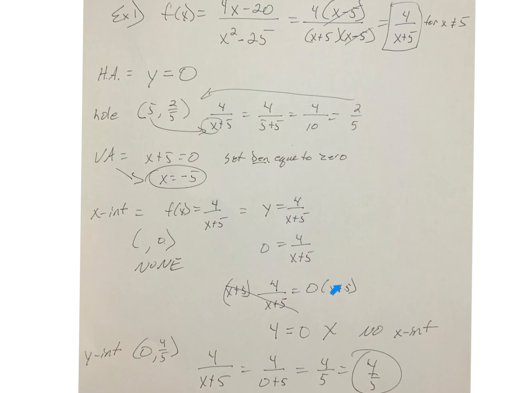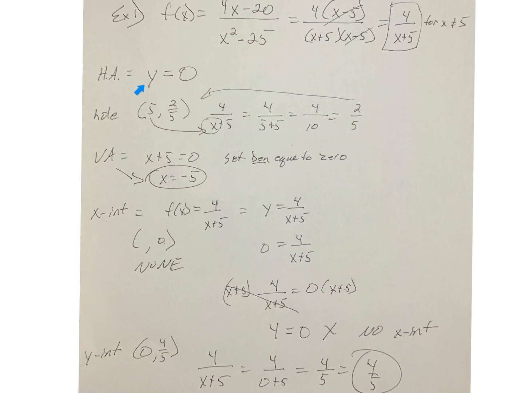But when you do that, it cancels on the left side, and then 0 times x plus 5 on the right is just 0, so really you just have 4 equals 0. So the numerator equals 0. So the shortcut for finding the x-intercept is to always set the numerator equal to 0. Now in this example, 4 is not equal to 0, so we say that we do not have an x-intercept.